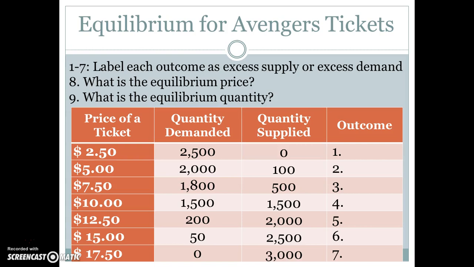At $12.50, movie theaters are excited about selling tickets at that price. 2,000 tickets would be supplied at that price, but only 200 consumers would buy a movie ticket at $12.50. At $15, only 50 people would buy tickets to see the Avengers, only the hardcore fans, but all the movie theaters would love to sell tickets at that price. For both 5 and 6, and as you can see 7, we have excess supply. Plenty of movie tickets left over, but no one wants to buy them. That's excess supply or surplus.